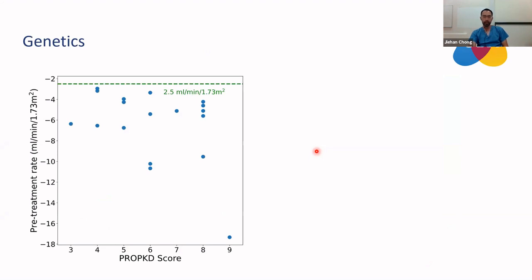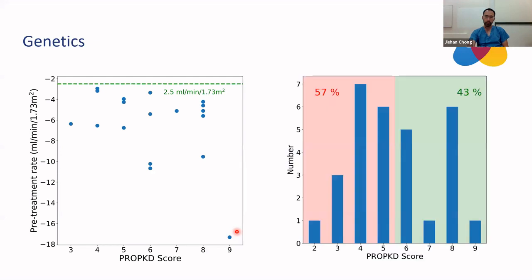Interestingly, you don't see the same relationship with genetics. Although on this graph, you can see that a higher PROPKD score is associated with a worse pre-treatment rate of decline. When you look at the breakdown of PROPKD scores in our cohort, in fact, more than half of our patients seem to have a PROPKD score less than 6, which would be below the cutoff for treatment if we were assessing purely by PROPKD score.